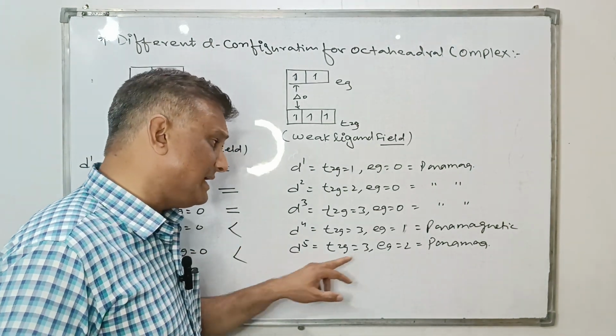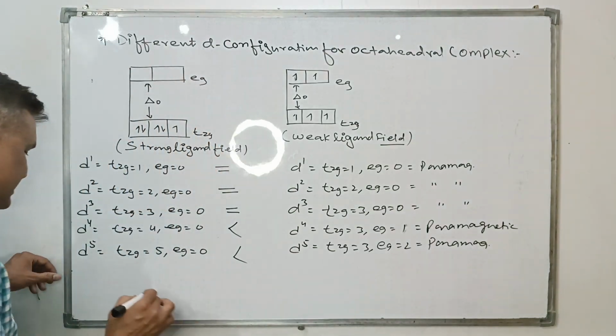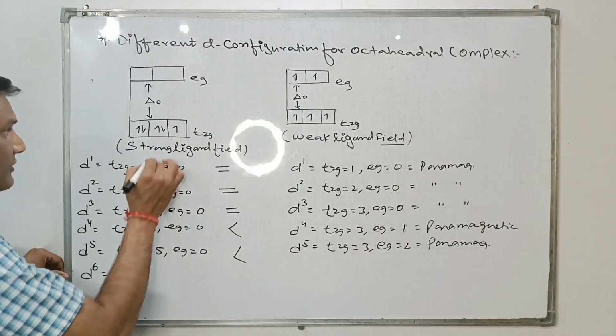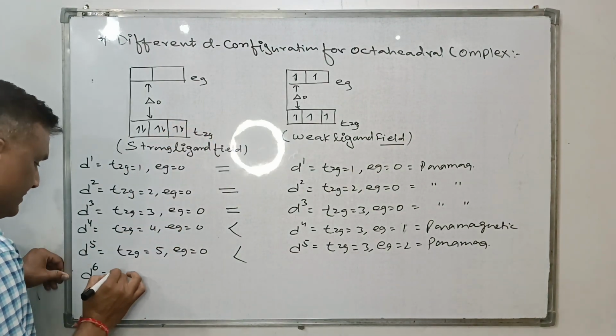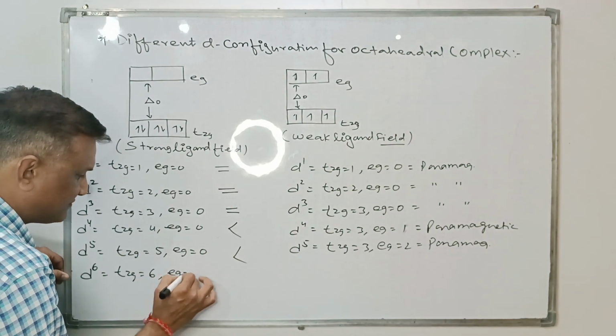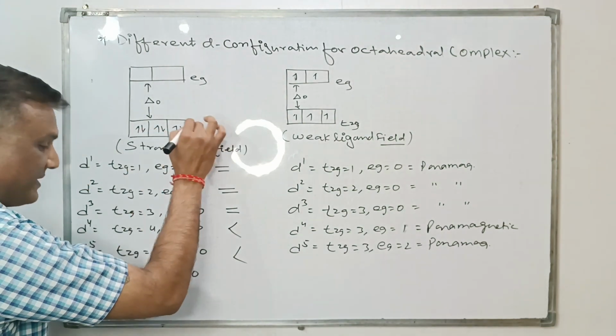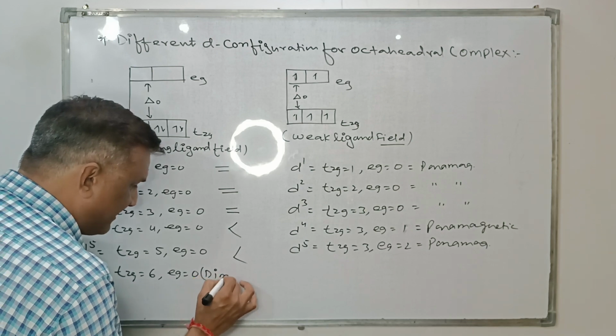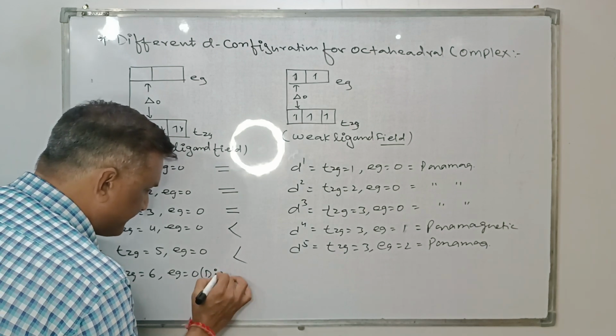Now it's time to discuss the D6 electronic configuration. This is the D6 electronic configuration. So here will be 6 electrons. T2G is equal to 6 and EG is equal to 0. Due to pairing of all electrons, it will be diamagnetic. This is the diamagnetic.